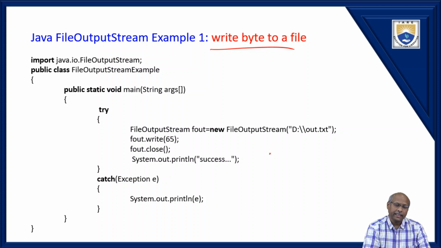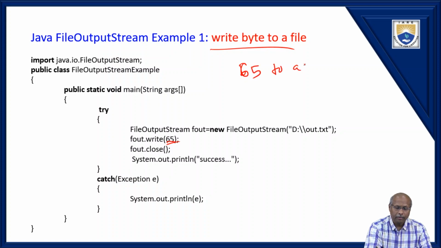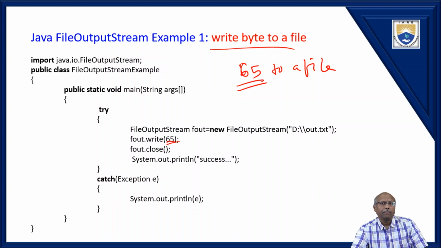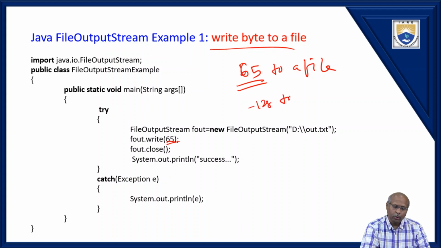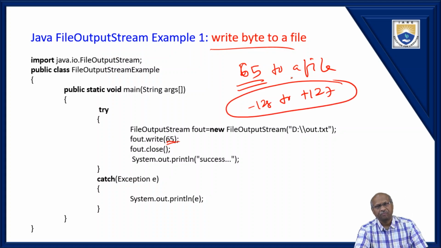My goal is to write 65 to a file. I want to write a single byte, because a byte can have a value from minus 128 to plus 127. Any value in that range I can write at a time. So let me write my value 65.